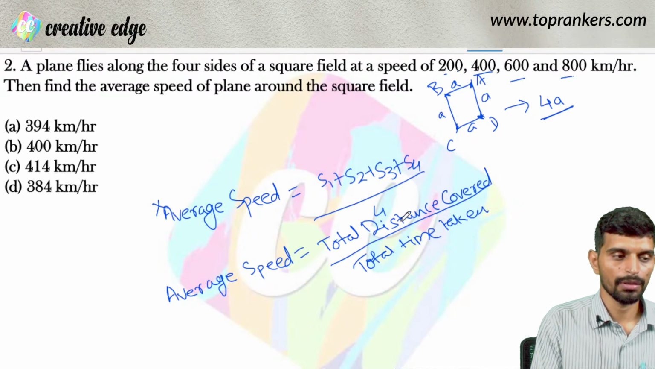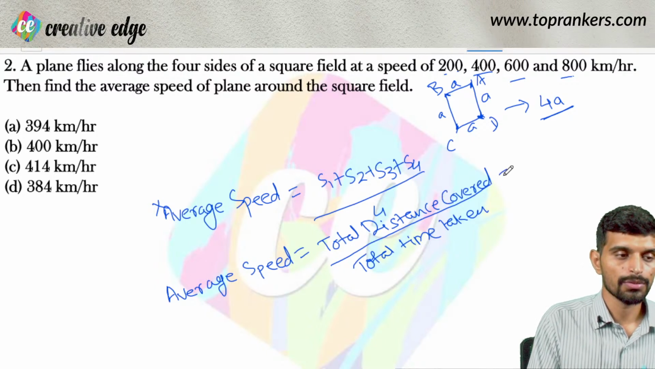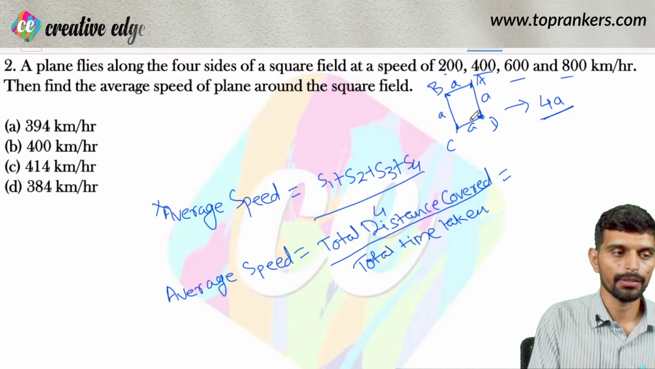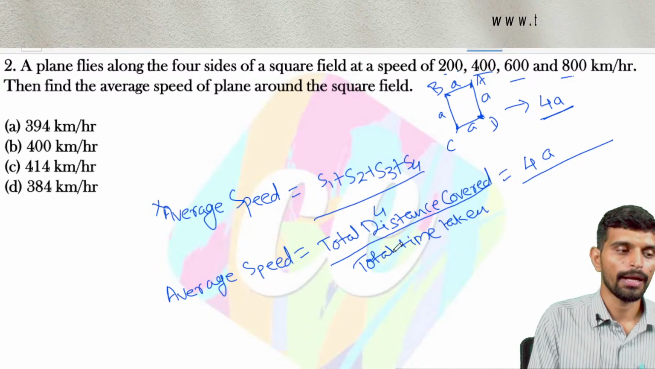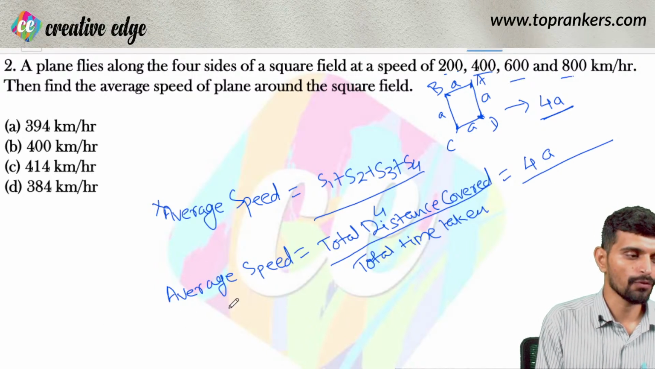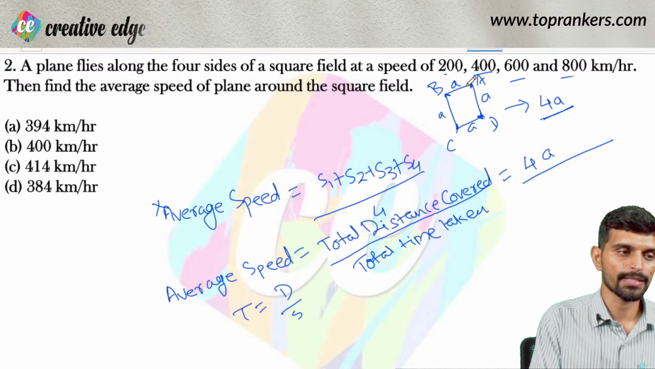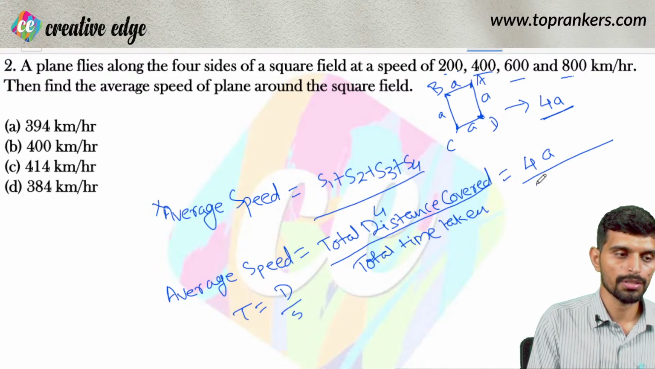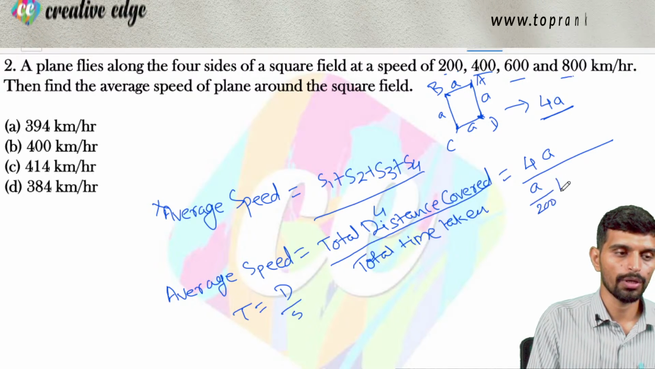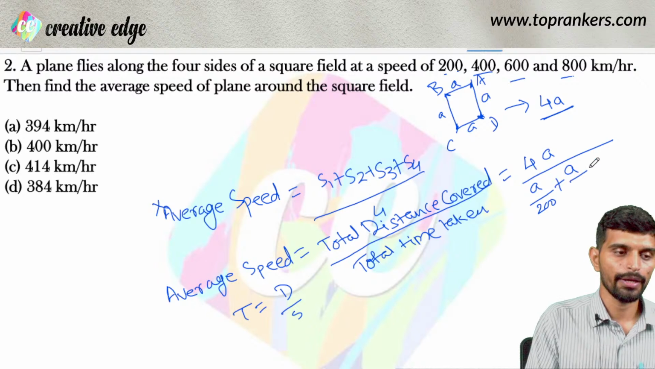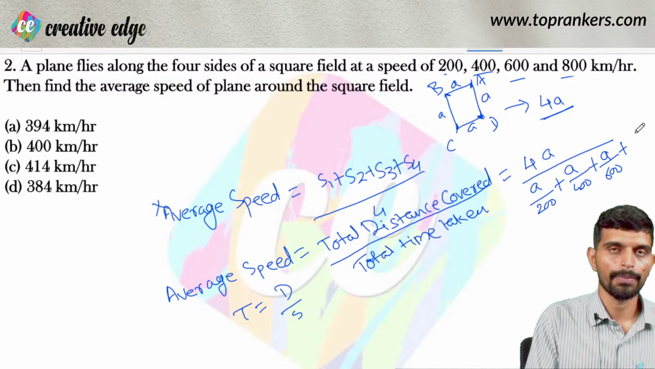To cover the distance, right? So here we have calculated the total distance, that should be 4 times the side of the square, that is A, and to determine time we will apply the basic formula, that is time is equal to distance upon speed. So distance for a side is A and the speeds are given to us, so that will be A divided by 200 plus A divided by 400 plus A divided by 600 plus A divided by 800.